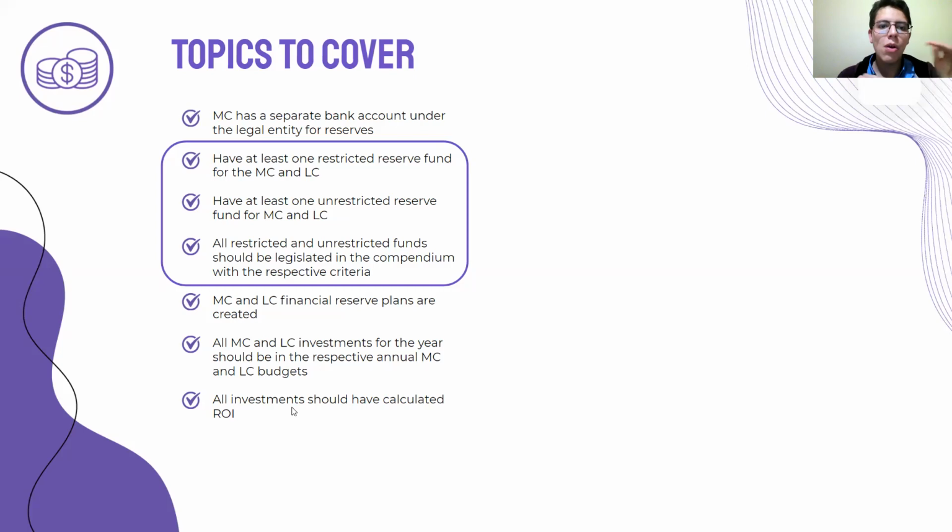Basically, for this session, we'll cover these three parts of this standard: how we can have at least one restricted reserve fund, another unrestricted reserve fund, and how we can set, with some recommendations, these funds inside your global compendium. The next workshops will talk about the rest of the parts of the checklist. For this one, it's around these three.